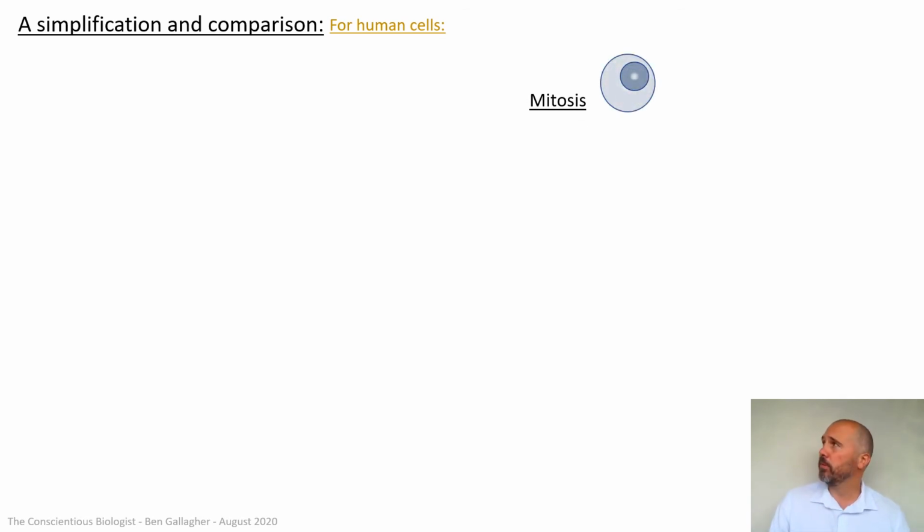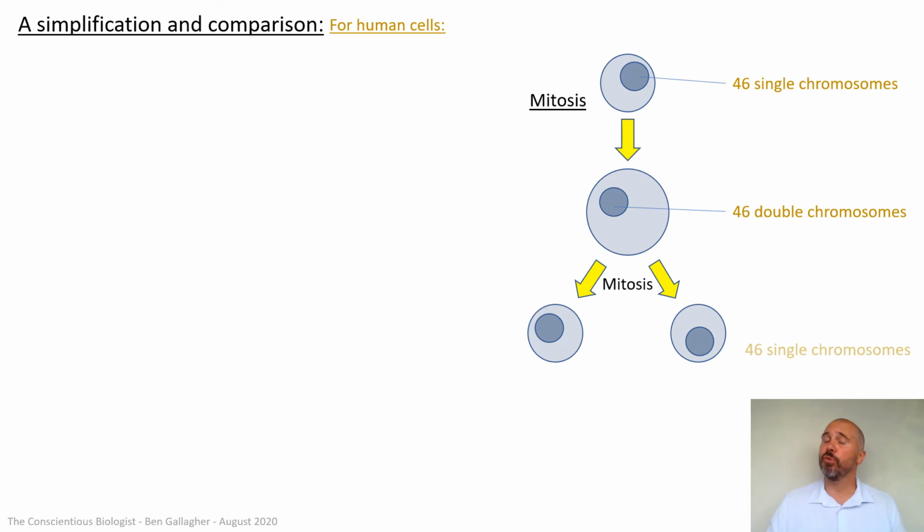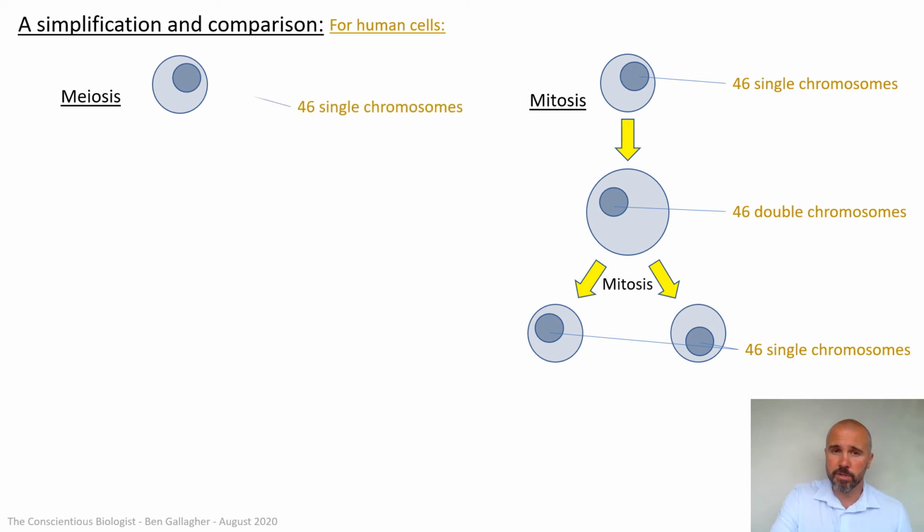So if I put up my simplification for mitosis now, this is the same simplification I used at the end of the mitosis video back in phase 1. You start with a cell with 46 single chromosomes. That cell grows, replicates its DNA to make 46 double chromosomes. It takes each one and makes an identical copy which stick together. That's your double chromosome. The double chromosomes are then split apart. So you've got 46 here, 46 there, making your 2 new cells. Very straightforward. Let's do the same simplification for meiosis.